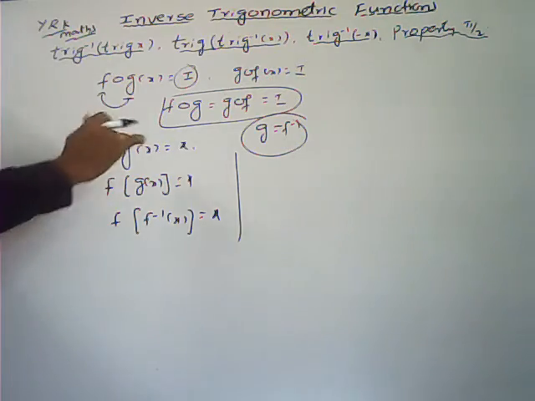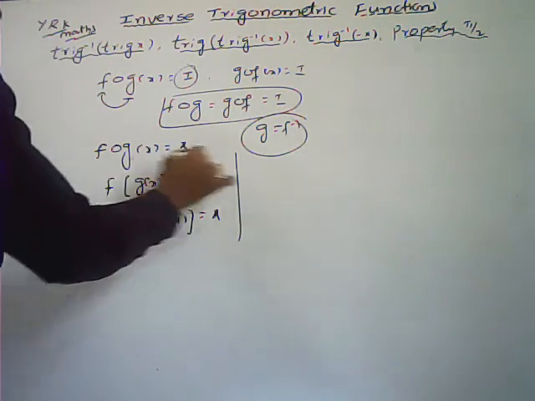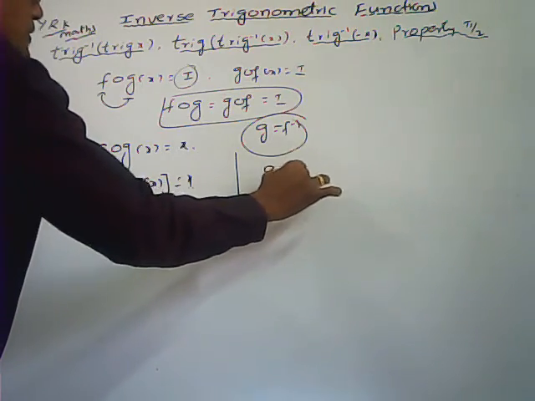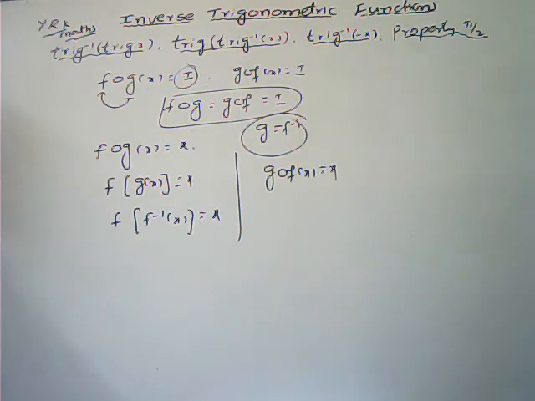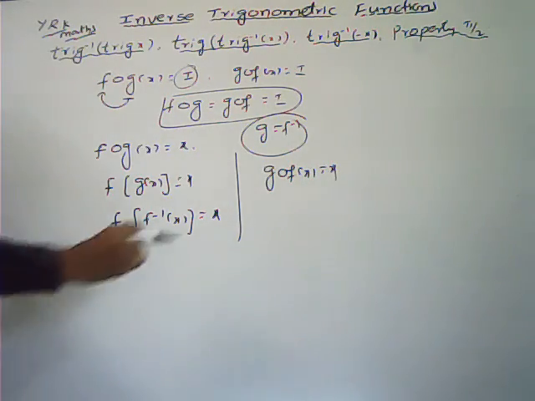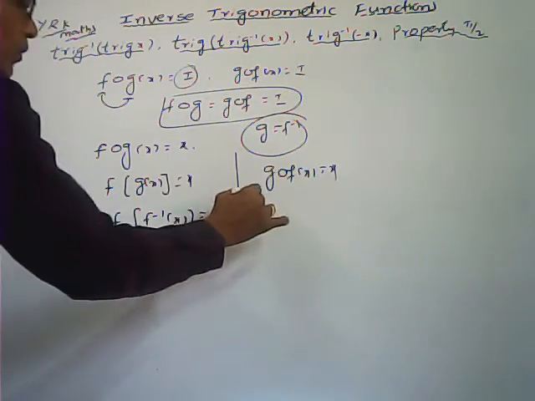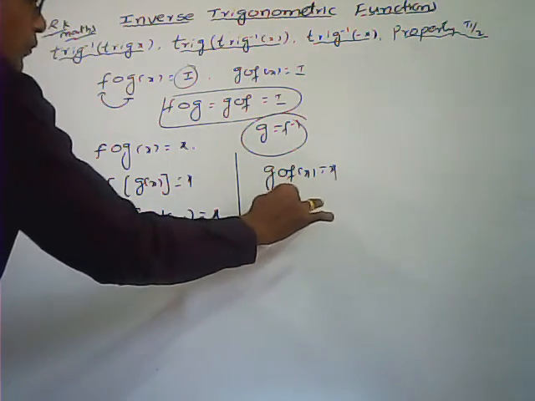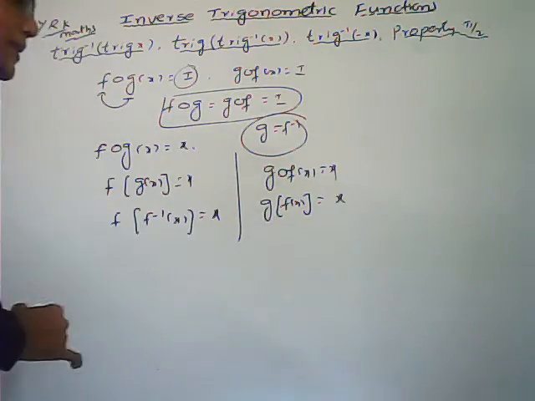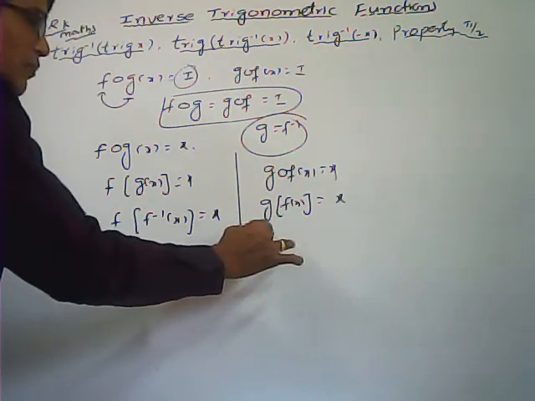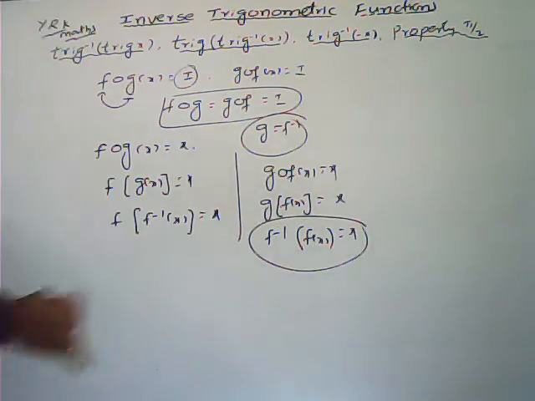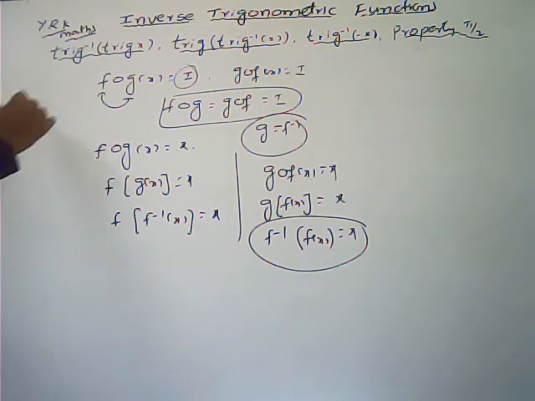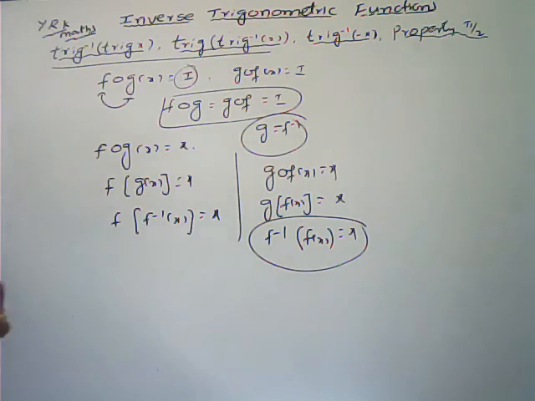And that one is also the same. Next, g circle f of x is equal to x. If it is the identity function, g circle f is equal to I, the image of x itself only. Now g of f of x is equal to x, and g is the inverse of f, so f inverse of f of x is equal to x, and here f is the bijective function. So the first and second properties are related to this one only.